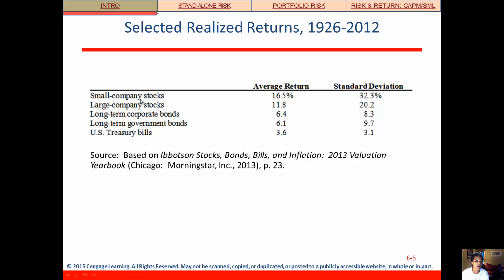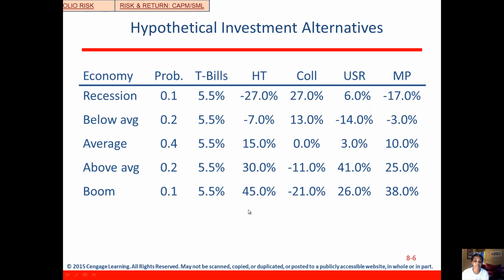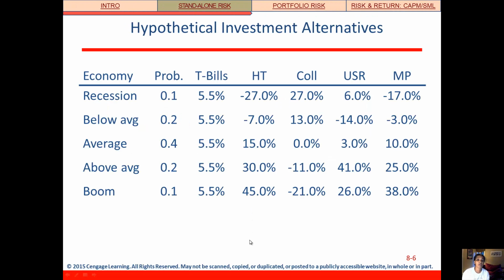So small company stocks are riskier than large company stocks. Corporate bonds are riskier than government bonds. And T-bills are the least risky. So what we'll do next is work through a hypothetical example.